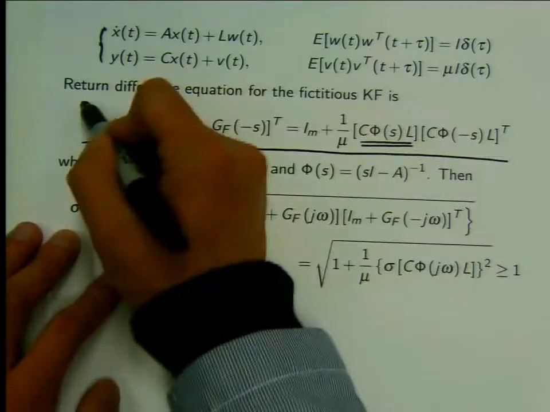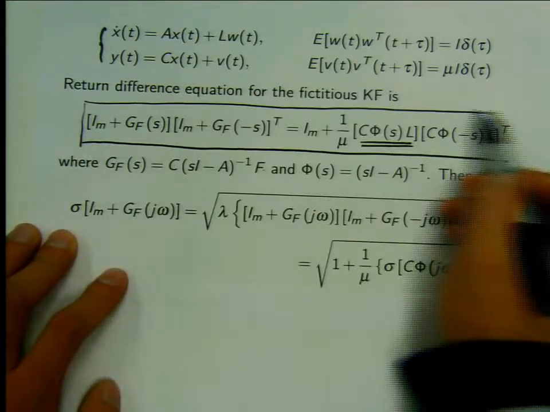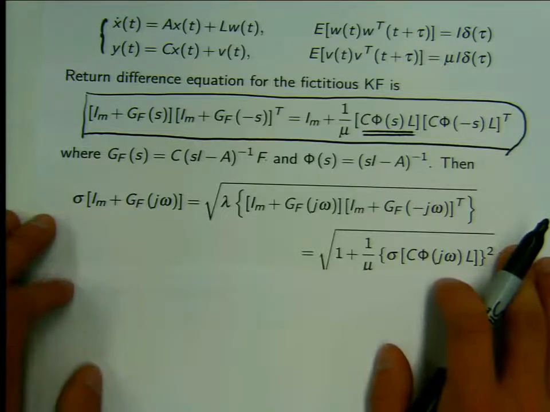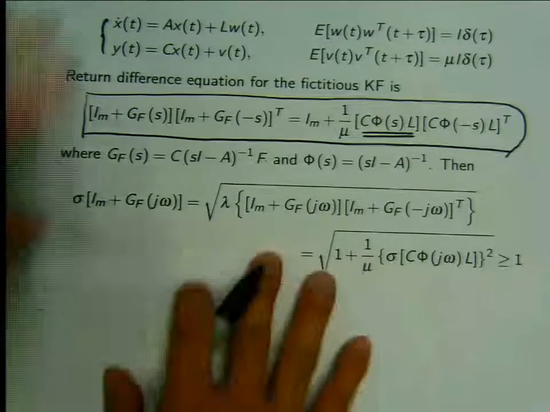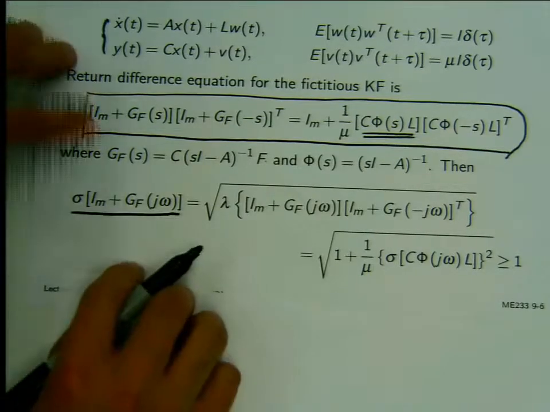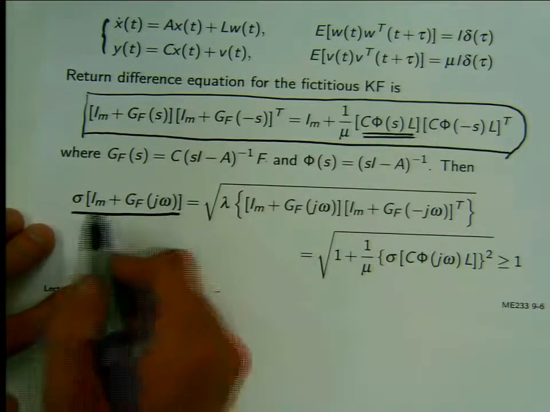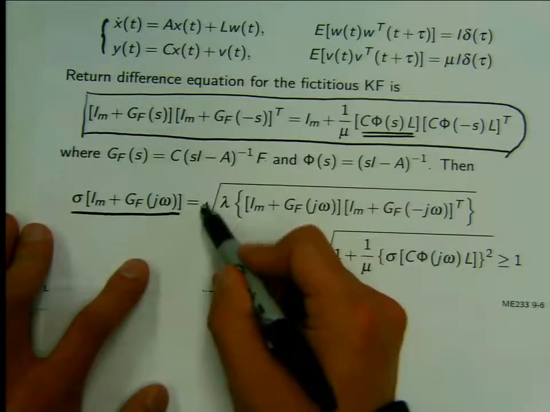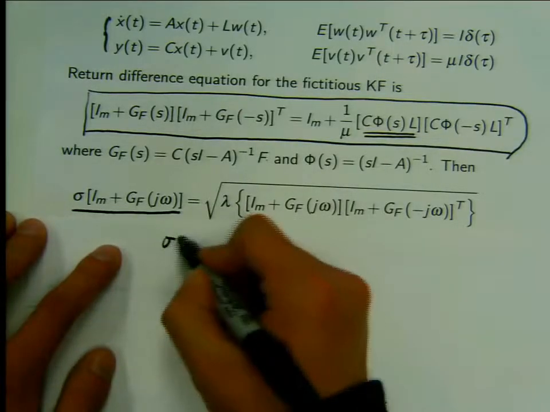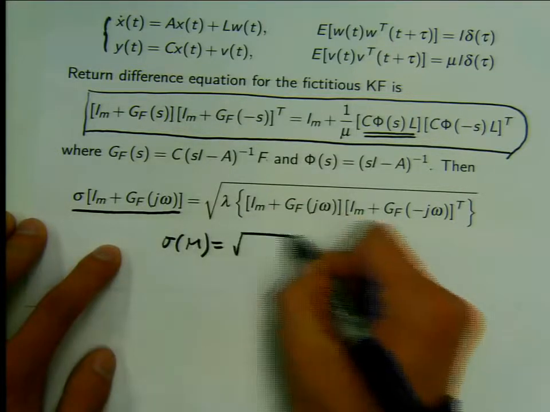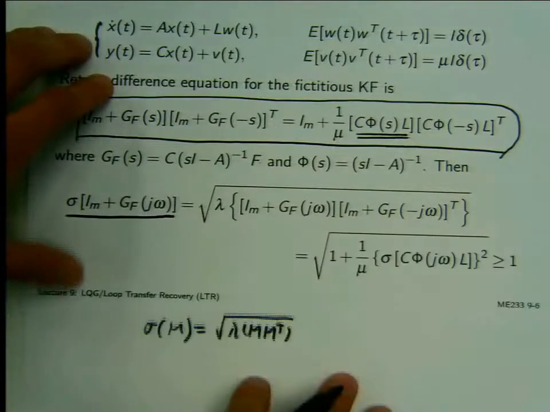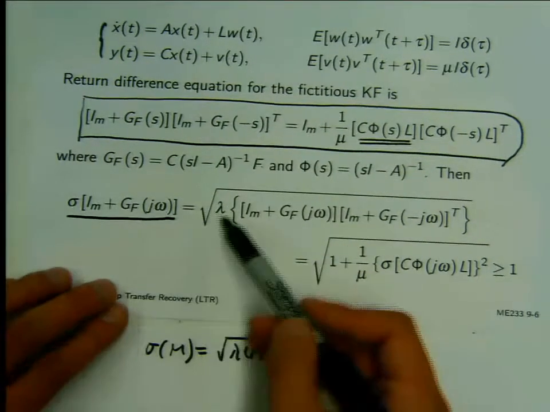If you believe there is no typo here, then something very nice is going to come out of it. So we discussed the singular values in the last lecture. From this return difference equation, we can compute the singular value of this I plus G_F, replacing s with j omega. Which is going to be the square root of the eigenvalue of this guy. So I'm essentially using the singular value of a matrix M equals the square root of the eigenvalue of M times M transpose here. Okay? So it's going to be the square root of this eigenvalue here.